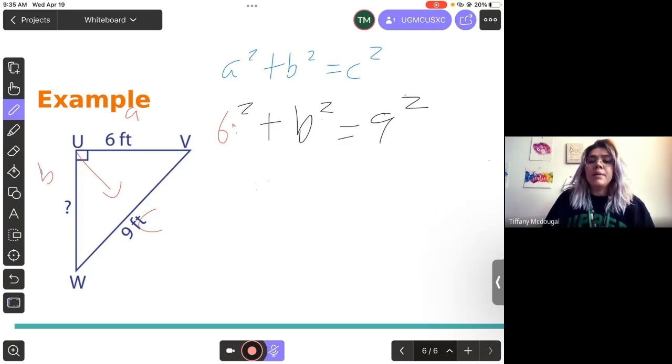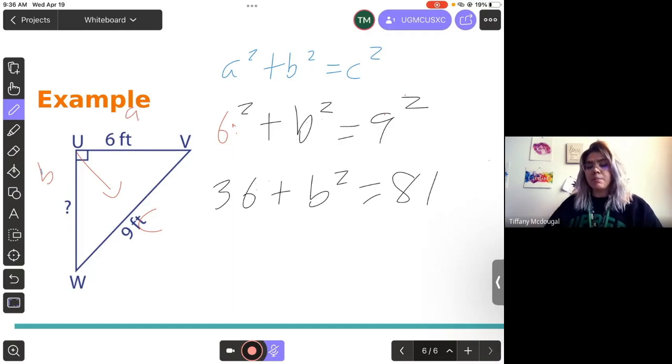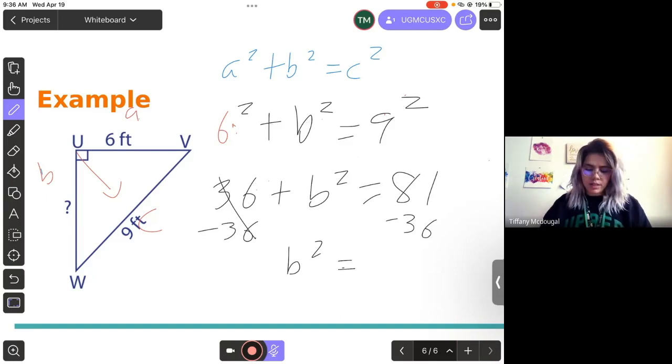All right. Now I'm going to simplify where I can. I know that 6 squared is 36. Plus, I can't simplify B squared, so it just stays B squared is equal to 9 squared, and 9 squared is 81. All right, now I'm going to isolate B because that is what I'm trying to solve for. I'm asking myself 36 plus what number squared equals 81. So I'm going to have to do some inverse operations. That cancels out. I'm just left with B squared is equal to 81 minus 36, which is 45.